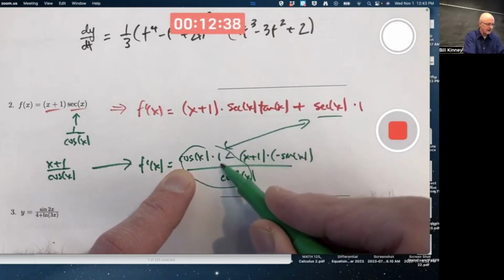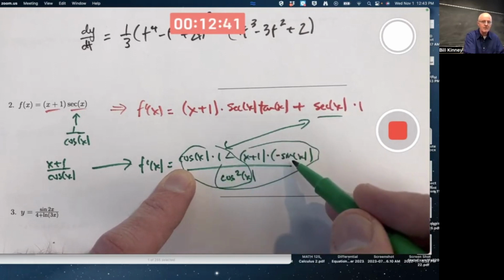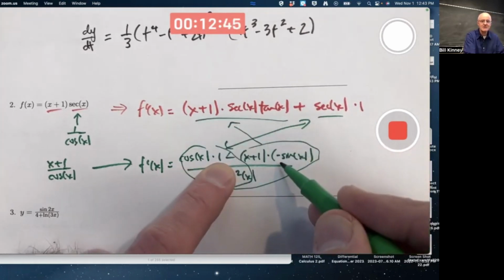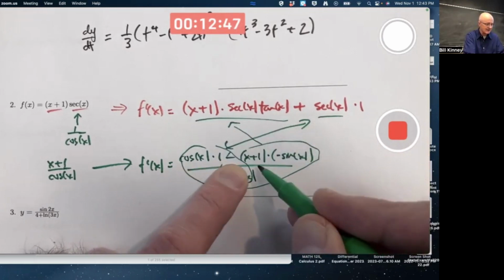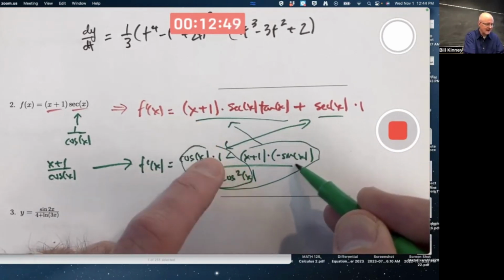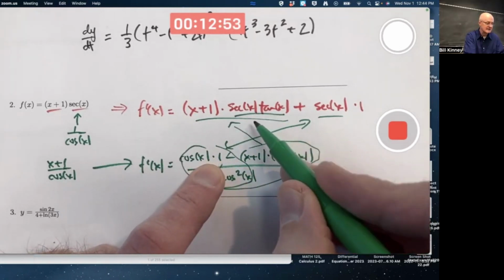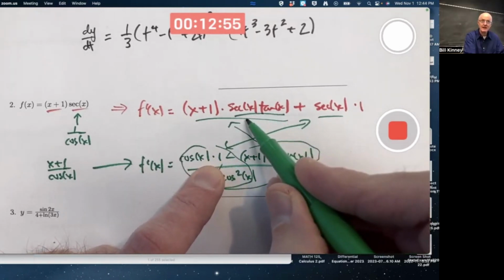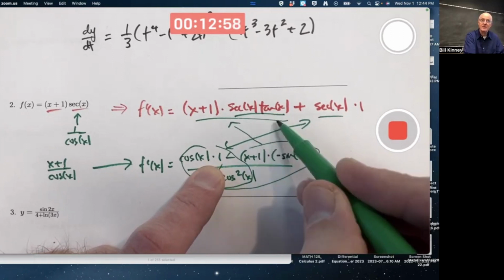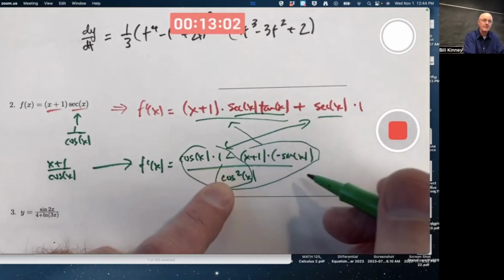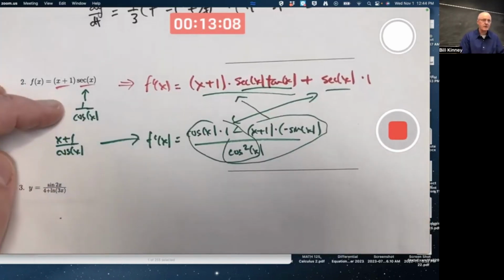And this part over here matches this part over here. The two minus signs would cancel to give you a plus sign. There you see the x plus 1. And yes, sine over cos squared is secant times tangent, because this is 1 over cosine and this is sine over cosine. Multiply them, you get a sine over cos squared. Same thing. Many people wrote the derivative of this, though, as 1 over negative sine x. No. Have to use the quotient rule.